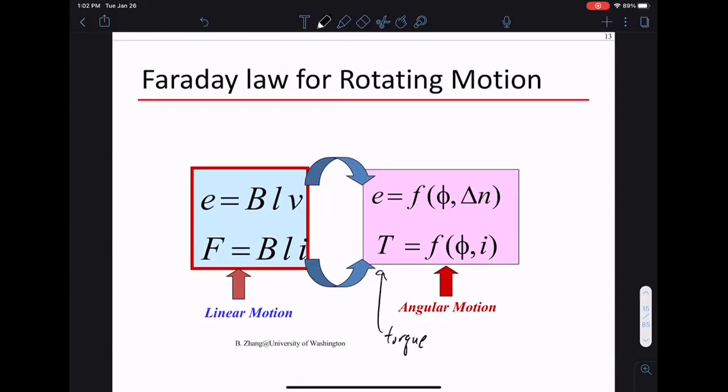But the idea is the same. So the idea is to move relative to a rotating frame of reference. If there's a relative speed difference, you generate some voltage, and this voltage generates current that leads to force. So this is Faraday's law again.